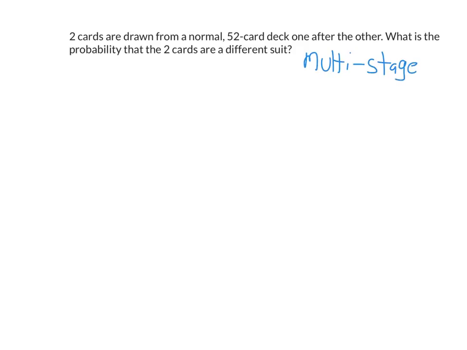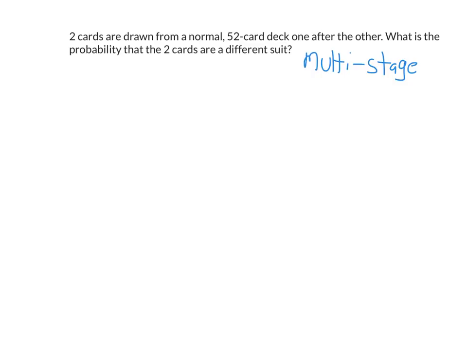Or say drawing cards from a deck. So we draw one, that's the first stage. We draw another, that's the second stage. Here we're not talking about how many are in a certain category. So that's why Venn diagrams and two-way tables wouldn't work here. So what do tree diagrams actually do? They just help us list all of the possible outcomes and then find their probabilities.